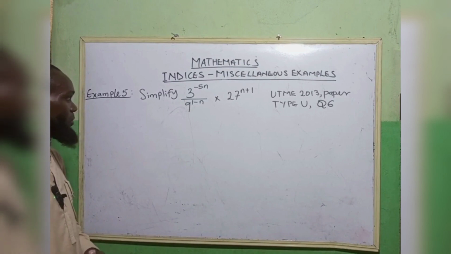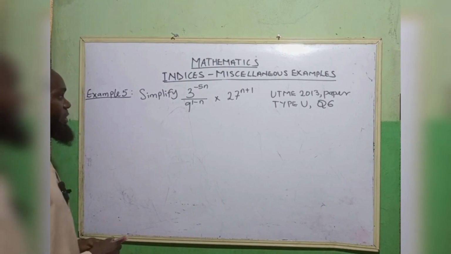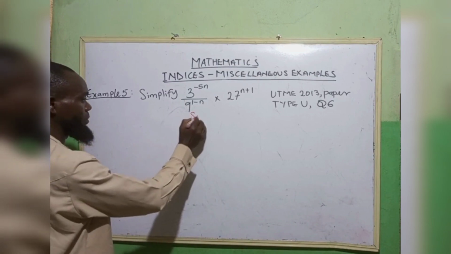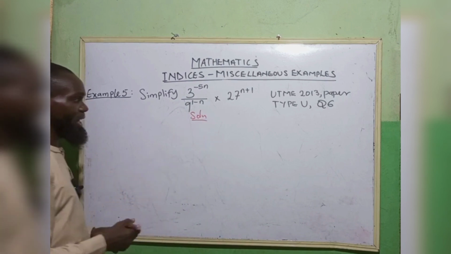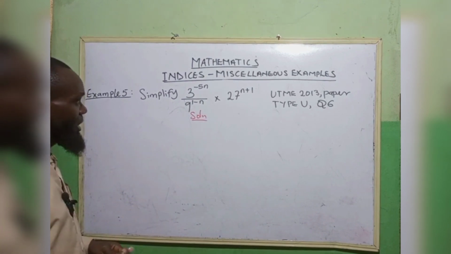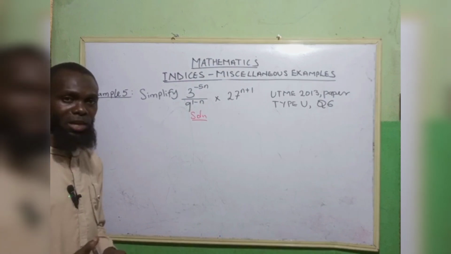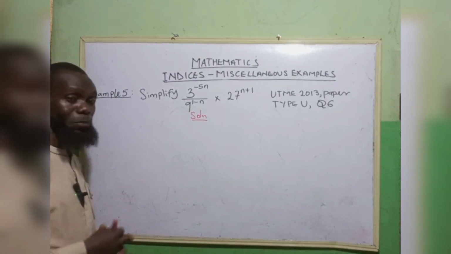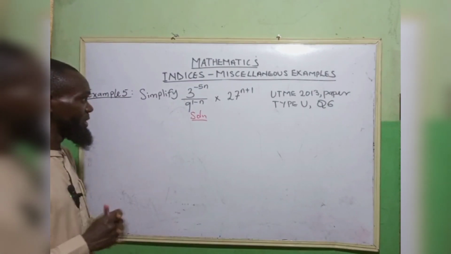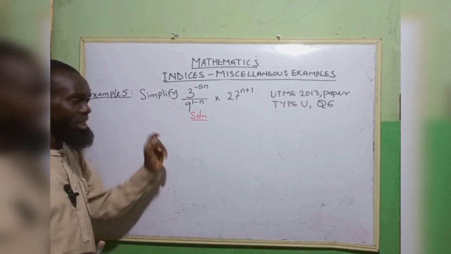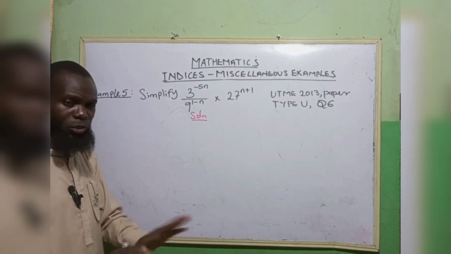Example 5. Simplify. 3 raised to power minus 5n divided by 9 raised to power 1 minus n multiplied by 27 raised to power n plus 1. The best thing to do here is, since this is having a base of 3, let us make everything to the same base, which is 3.